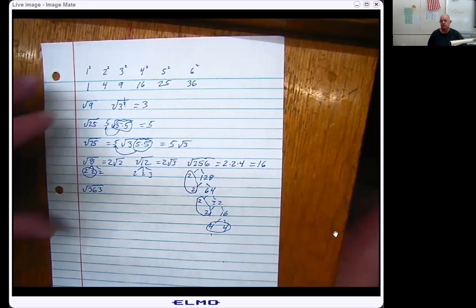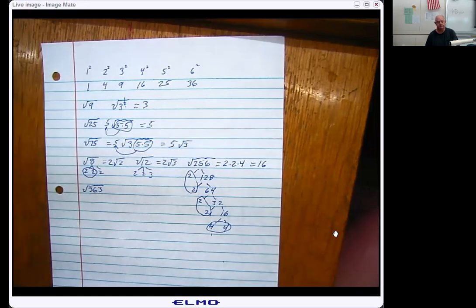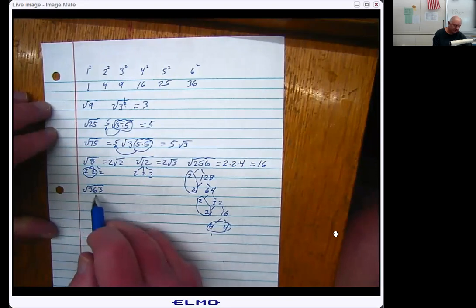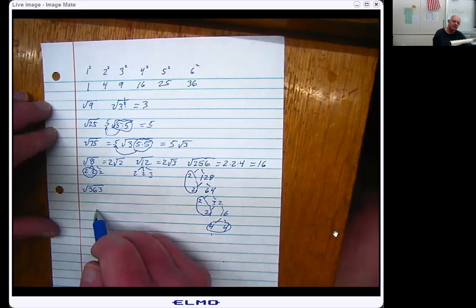So 256 was a perfect square. It equals 16. Now what about 363? Well, it's not even, so I can't divide by 2. But we have another rule. This one's pretty slick. If you add up the digits, 3 plus 6 plus 3, you're going to get 12. And since 3 goes into 12, 3 will go into 363. That's one of my favorite rules. It doesn't matter how I organize these numbers, 3 is always going to go into it.